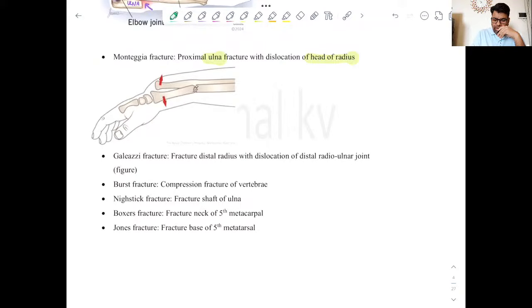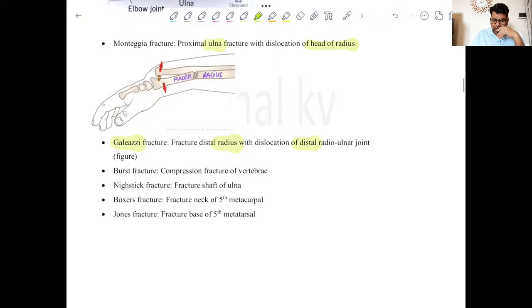In another variety, there is fracture of radius. Clear? So this is radius, and there is disruption of the inferior radioulnar joint. So this is Galeazzi. In Galeazzi, there is distal radius fracture with distal radioulnar joint dislocation.